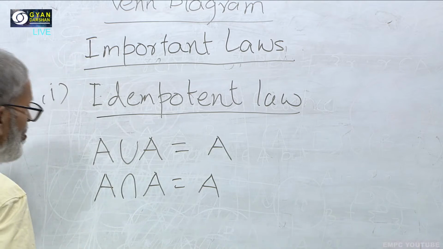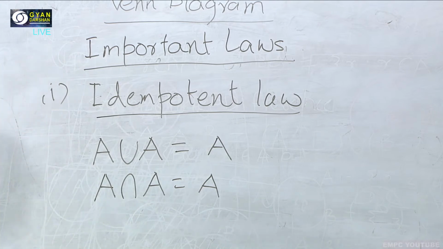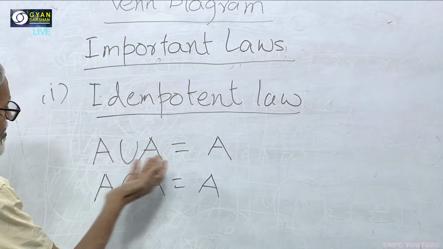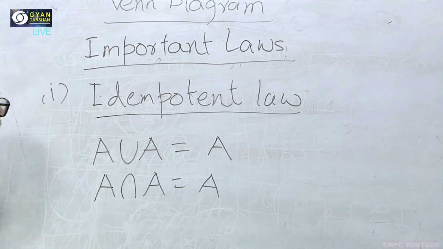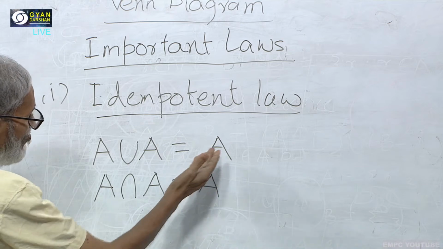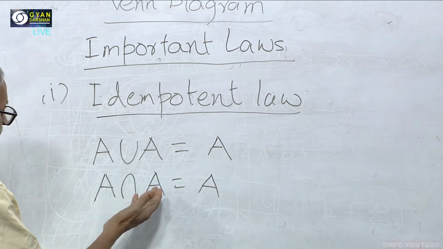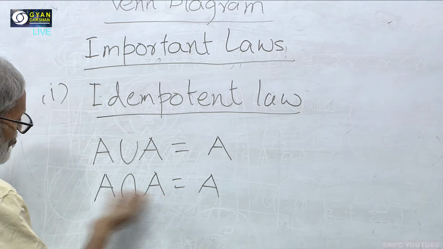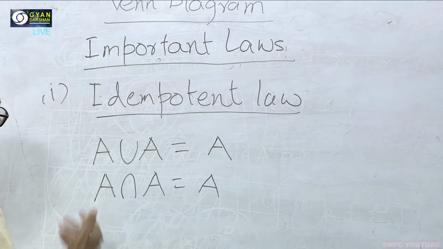This is quite simple, quite understandable, nothing to explain, because in A union A, the elements will be repeated, and you know in set theory we do not repeat elements. So, it will be equal to A. And in intersection, all the elements of A will be matched with another A, so every element will be common. So, it will be equal to A.